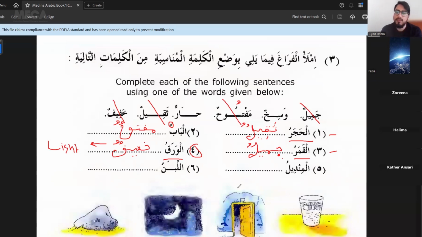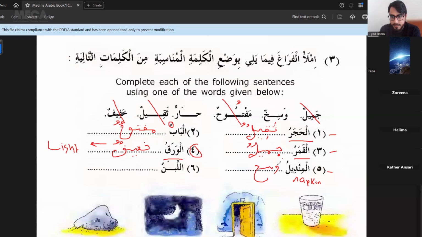Okay, Kauthar, last one. Number 5, sorry. Al-mindilu. What is al-mindilu? Handkerchief, even. Handkerchief or napkin? Handkerchief, yeah. Napkin, same thing. So we have harun and we have wasikhun. Which one should it be? Wasikhun. Good. What does that mean?